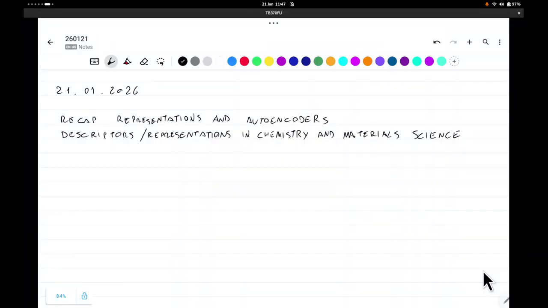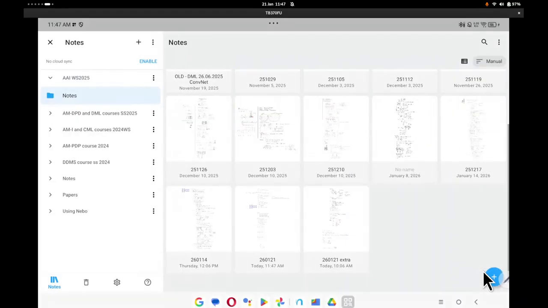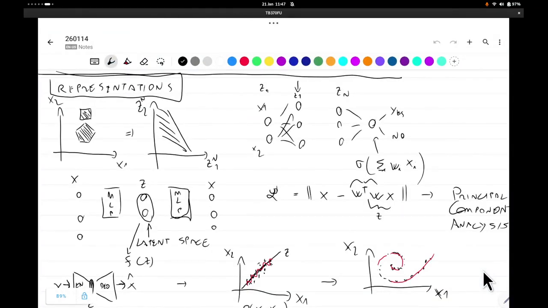So first I will go quickly through the last part of last lecture about representations in general and the autoencoders. That is a specific architecture in deep learning. And then I will go through some of the ideas related to how to represent molecules and materials when we apply machine learning to the problems in chemistry and material science.